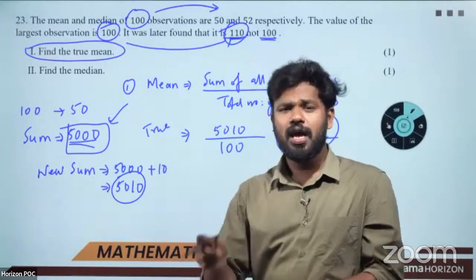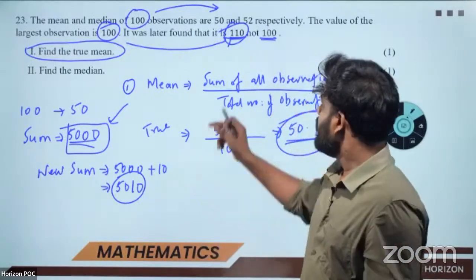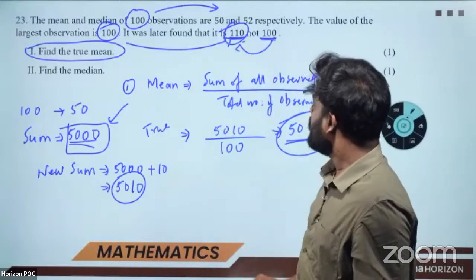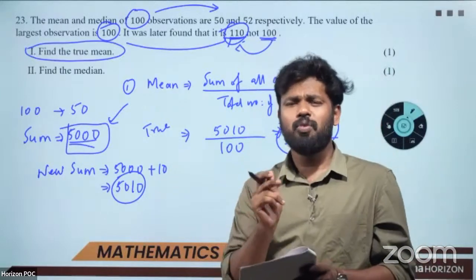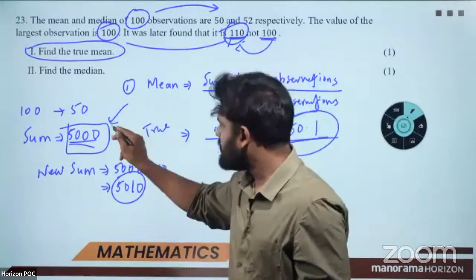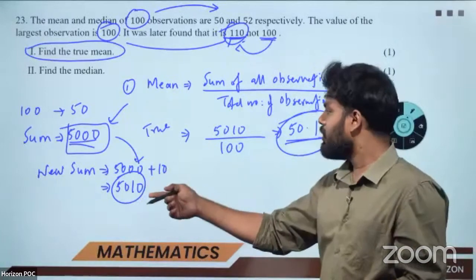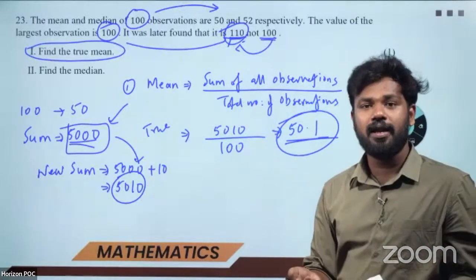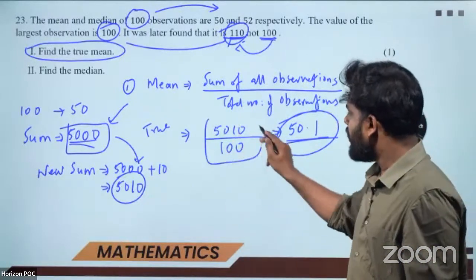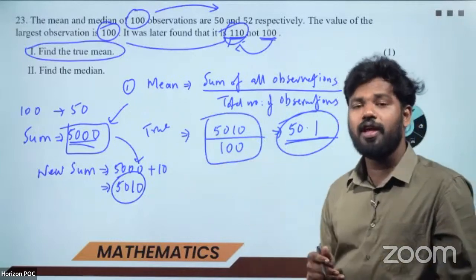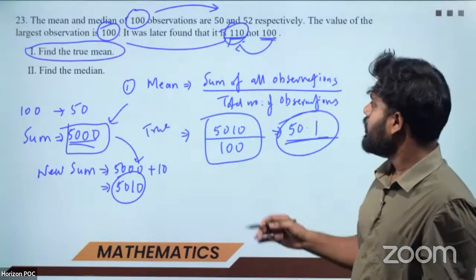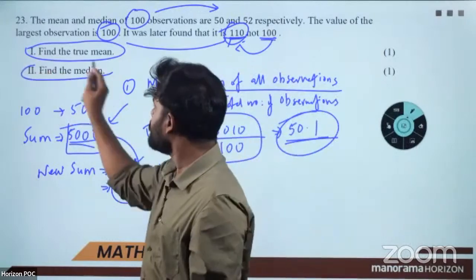The mean has changed just because what happened? The value 100 was changed to 110. So there's a small increase of 10. So what happens to the sum? There's a small increase of 10 in the sum also. Since there is a small increase in the sum, there is a change in mean, and the corresponding mean is 5010 divided by 100, or it is 50.1. Clear? Now, they're asking us to find out the median also.